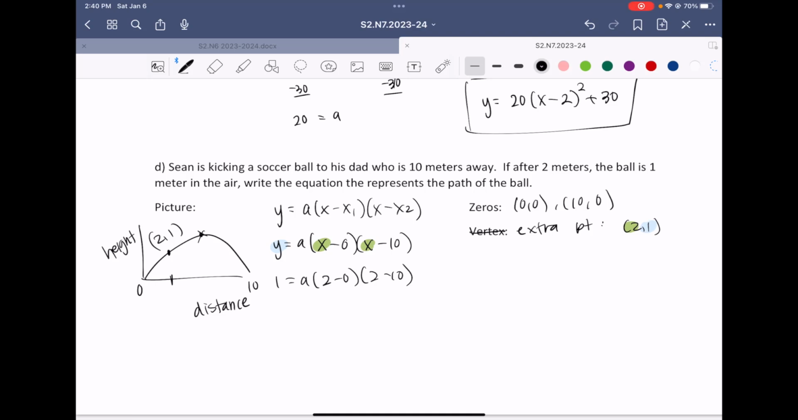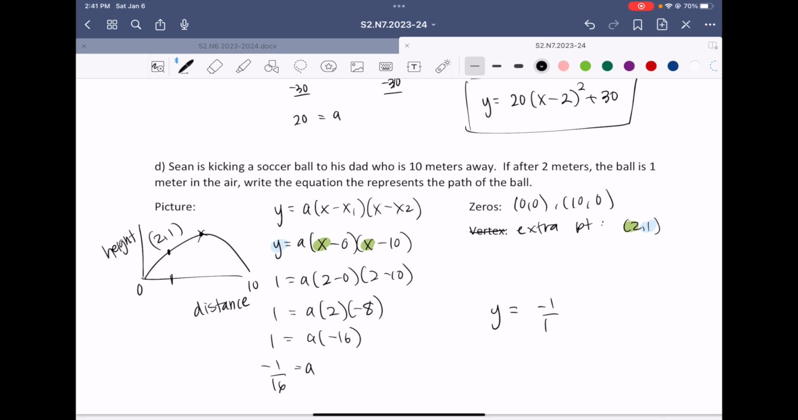So just double check my math really quick. 1 equals A times 2 times negative 8. So 1 equals A times negative 16, which means A is equal to negative 1 over 16. A is negative, that seems to make sense. Final answer, Y equals negative 1 over 16 times x minus 0, and then x minus 10.